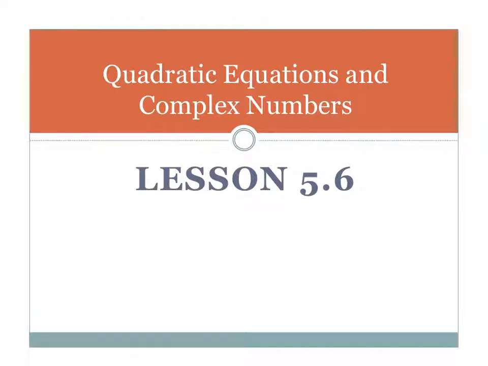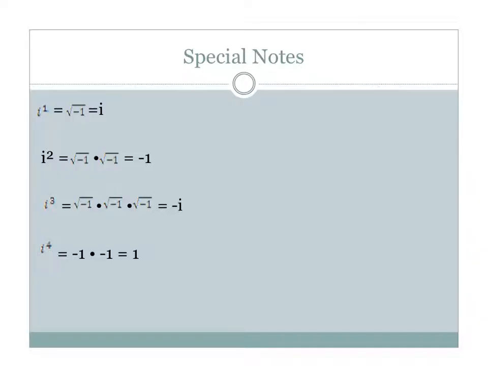Alrighty, in lesson 5.6, we're also going to be dealing with quadratic equations and complex numbers. Woo, they are complex. Alrighty, here we have some special notes. We're going to deal with imaginary numbers here. We talked a little bit about them in class. And what we know is that i is equal to the square root of negative 1.